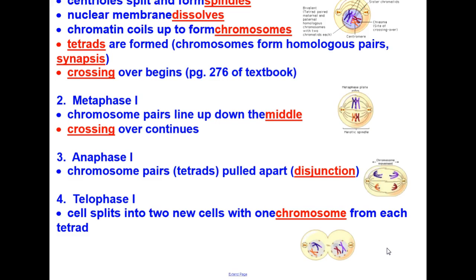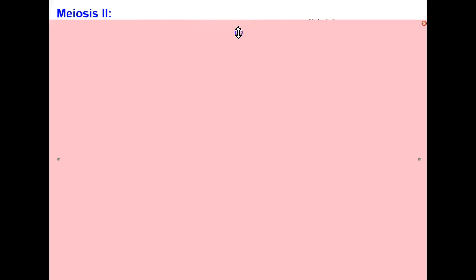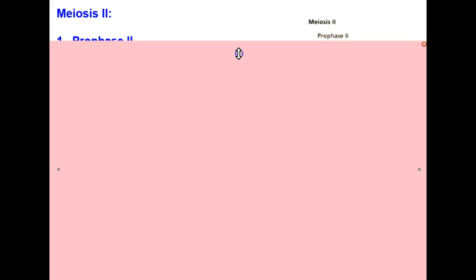So what do we have as a result of meiosis 1? We have two new cells with one chromosome from each tetrad. That's the end result, the end product of meiosis I. Now, each of these cells is now going to undergo a process called meiosis II. And it's going to go through the same types of stages, except now they're called prophase 2, and so on. They just have a 2 at the end.